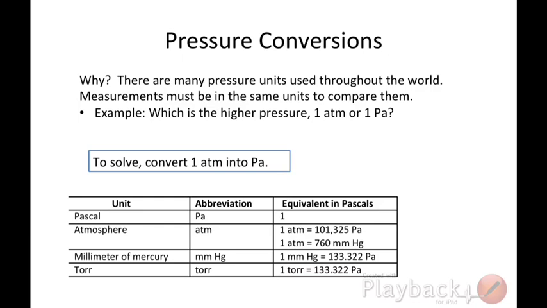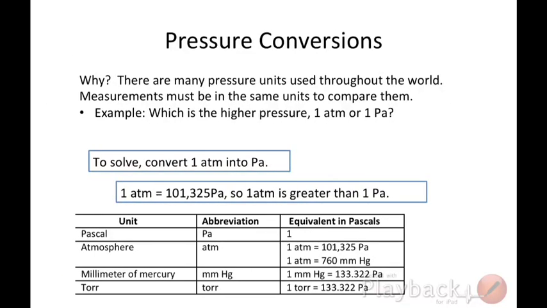So to solve, we're going to convert 1 atmosphere into Pascals. We're going to use our conversion chart here. We have atmospheres in this line here. So atmospheres is 101,325 pascals. So to solve, we have 1 atmosphere equals 101,325 pascals. That is clearly bigger than 1 pascal. So our answer is 1 atmosphere is greater than 1 pascal.